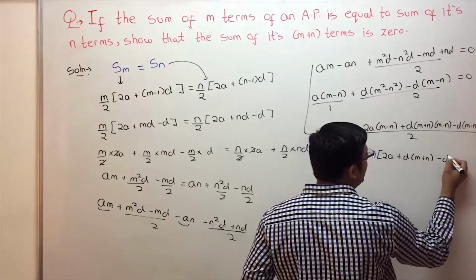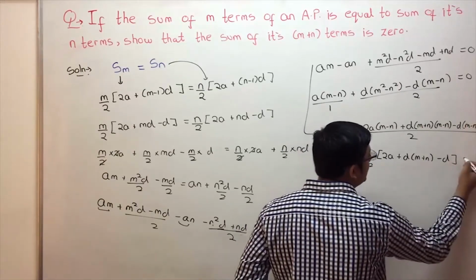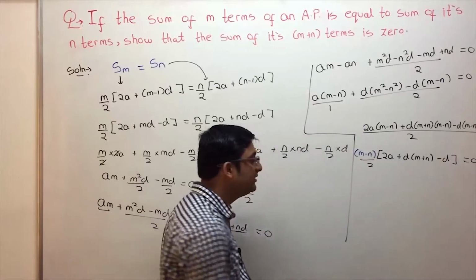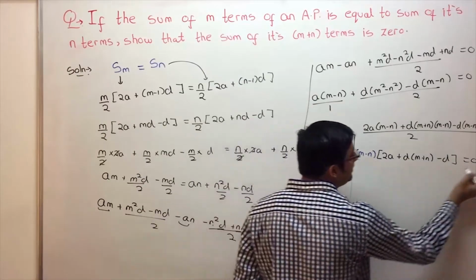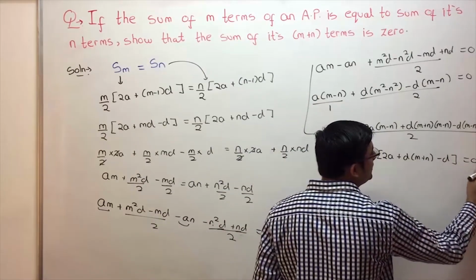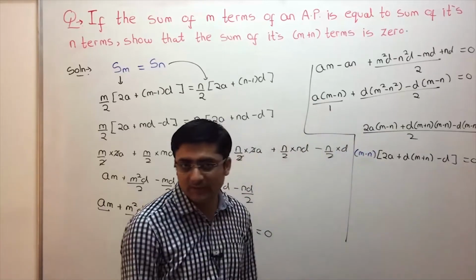m minus n gone, minus d by 2 is equal to 0. Is this clear? So this 2 is being divided here, it will be multiplied here. 0 into 2 is basically 0. So this is what we are getting.